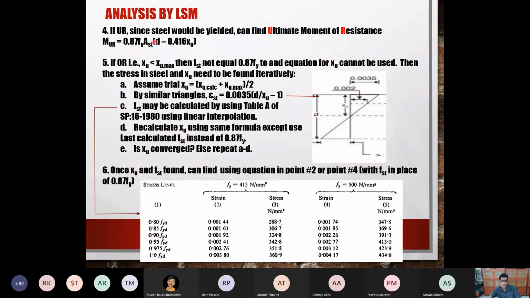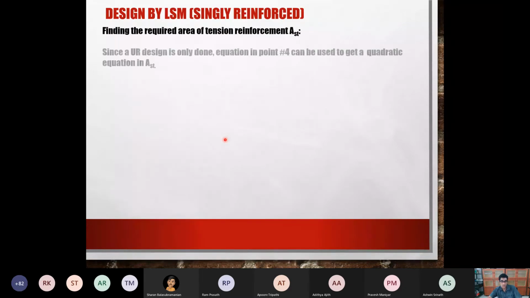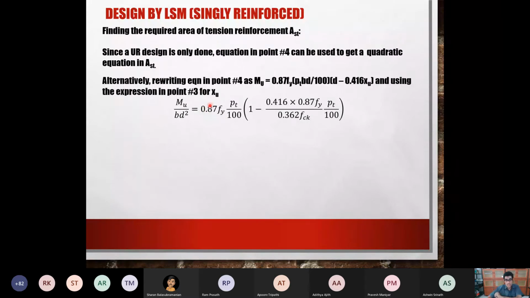And also of course, you will be using this equation and you can find out Ast. So if you just substitute, you can either use that equation and find out Ast, or you can use that equation which I just showed you, and wherever you have Xu, you can just replace it with Xu calculated as 0.36 fck b by 0.87 fy. So you just make that substitution and you will get the equation like this.